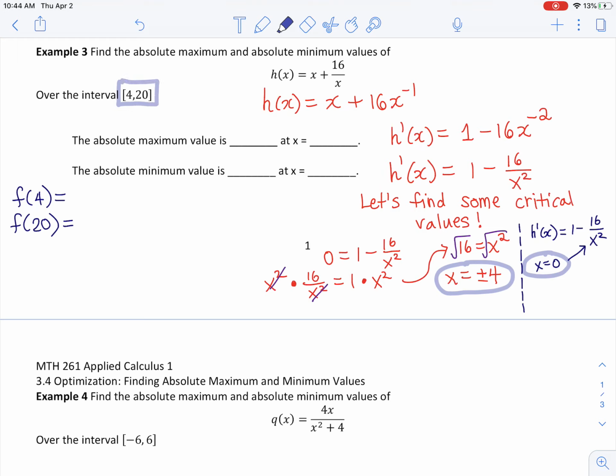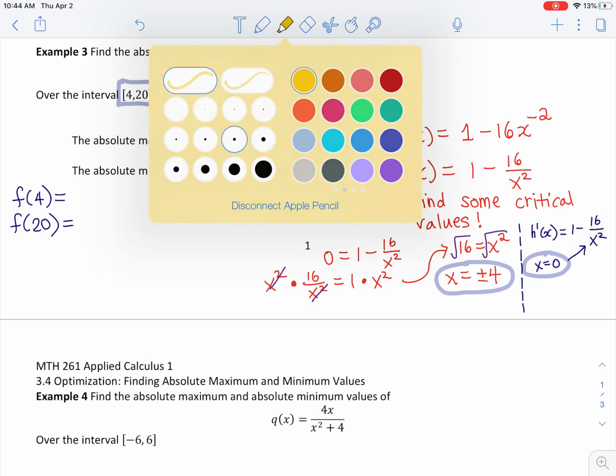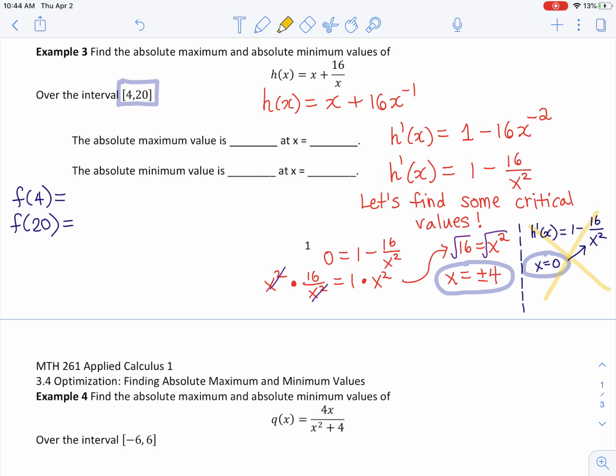Because look, they gave you an interval, didn't they? What they told you was, I want numbers that are in between positive 4 and positive 20. Look at these 3 numbers that we just found. 0 is smaller than 4. So, well, it's a critical value. It's just not in the interval they wanted. So we're not going to use that. What else? Let me just cross it out with a yellow pen so that people can see that we still tried to find it. Now, I got x equals 4 and x equals negative 4, right?